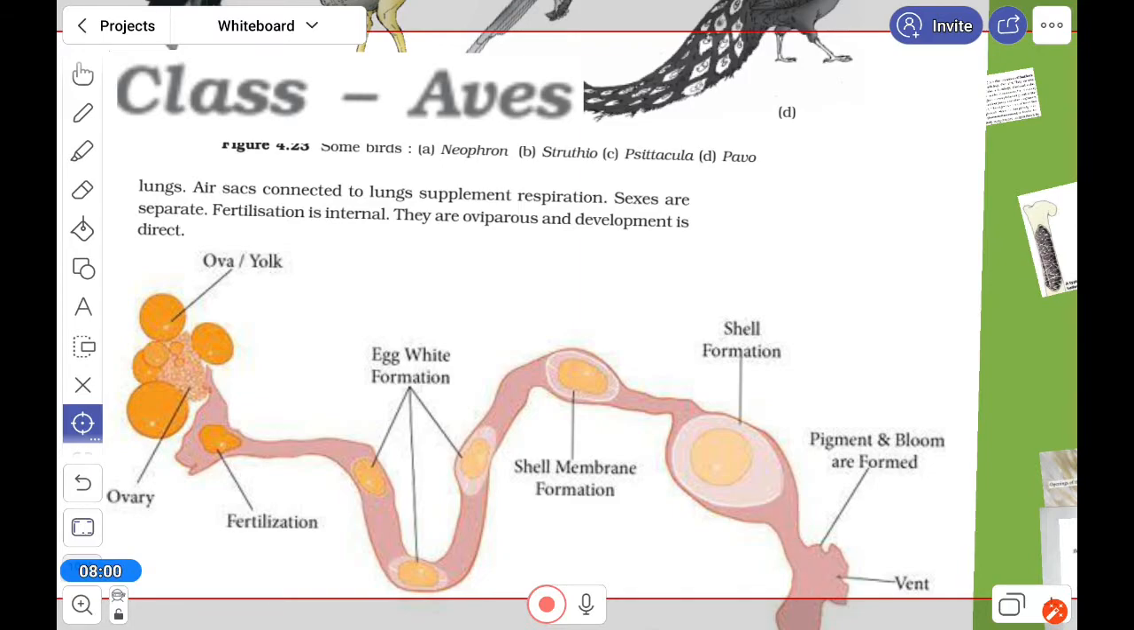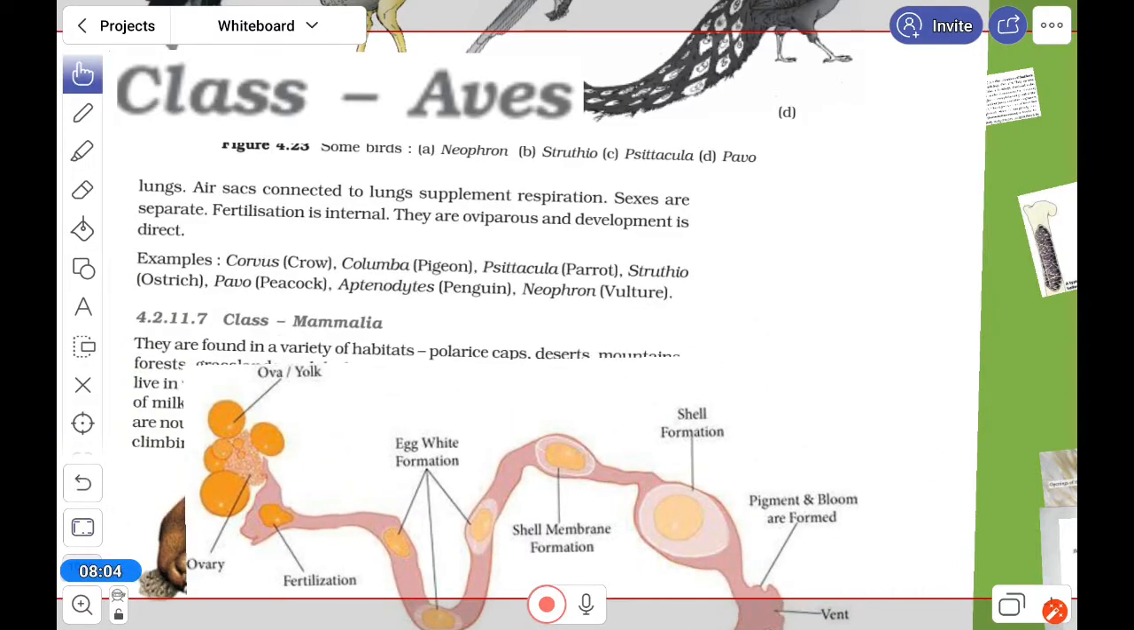Okay, so that is about Aves. Here are the examples that you have to keep in mind. You can see these are the important examples. Next is Mammalia.